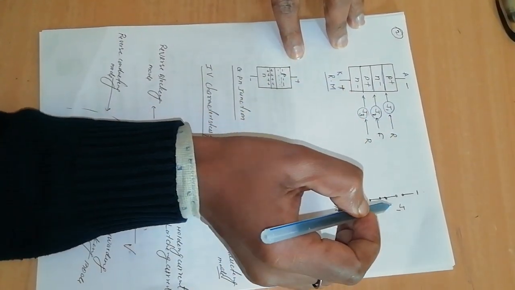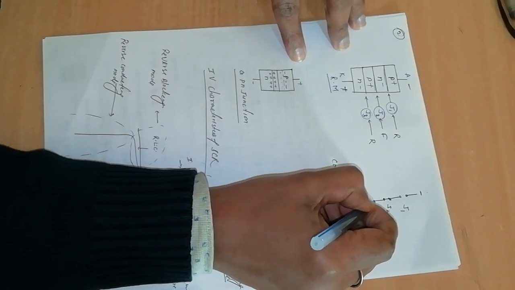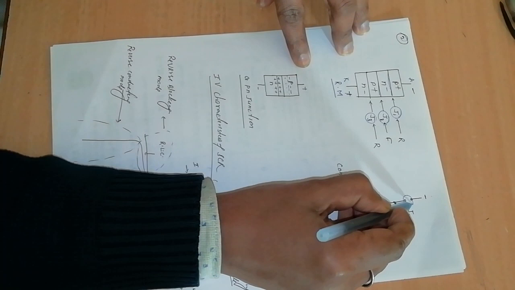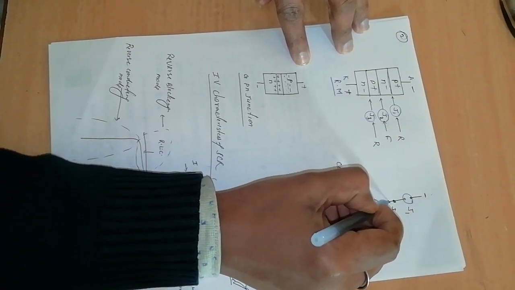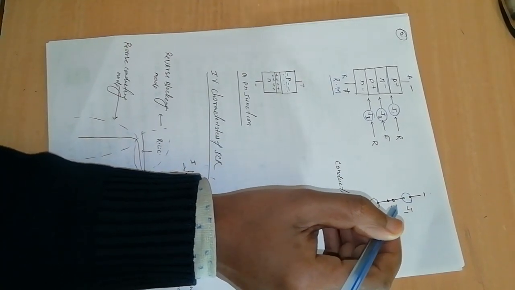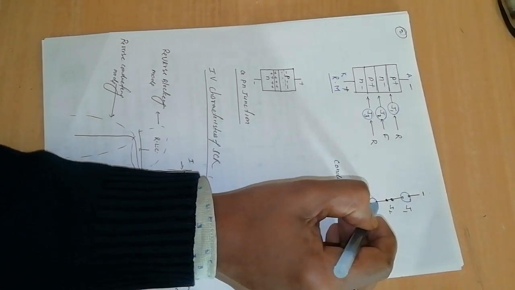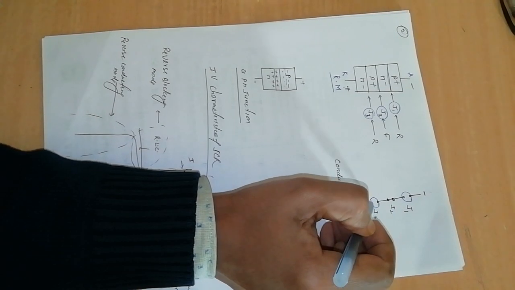So here there are two blocking junctions for electrons. There are two open circuits and one short circuit. So if you want conduction, then we have to fulfill these two gaps across J1 and J3.